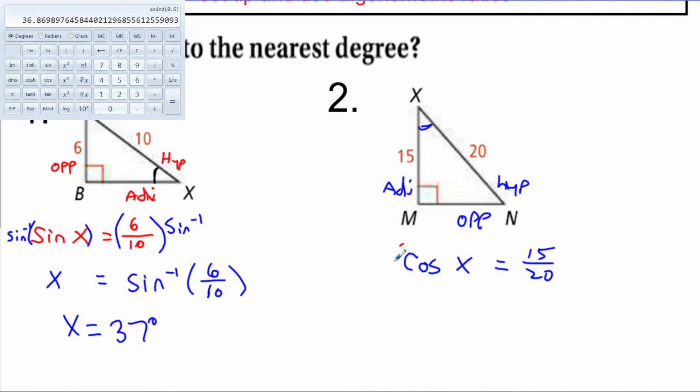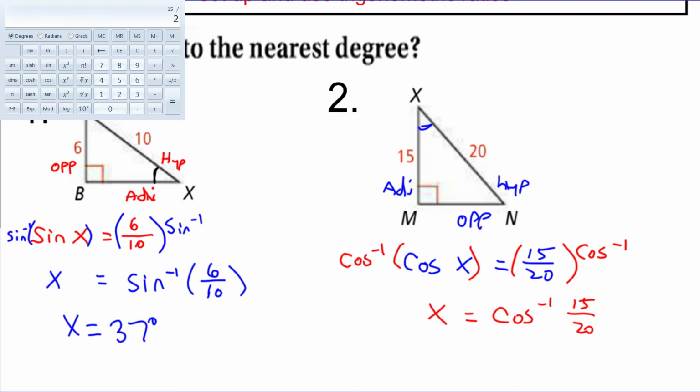To solve for x, I need the word cosine to go away, right? So I'm going to take this entire expression and apply the inverse of cosine. That means I also need to do that on this side. And so cosine and inverse cosine just cancel each other out. x is equal to cosine with the little -1 symbol, which we call the inverse cosine, of 15 over 20. So let's go to our calculator and figure out what the inverse cosine of 15 over 20 is.